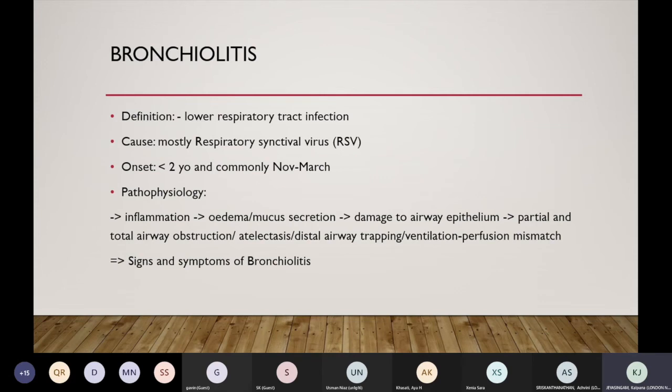And what happens is if the child gets infected with RSV, it causes inflammation and edema and mucus secretion that can cause damage to the airway epithelium, that then can cause airway obstruction and distal airway trapping, and therefore ventilation perfusion mismatch. And the child ends up with the signs and symptoms of bronchiolitis.